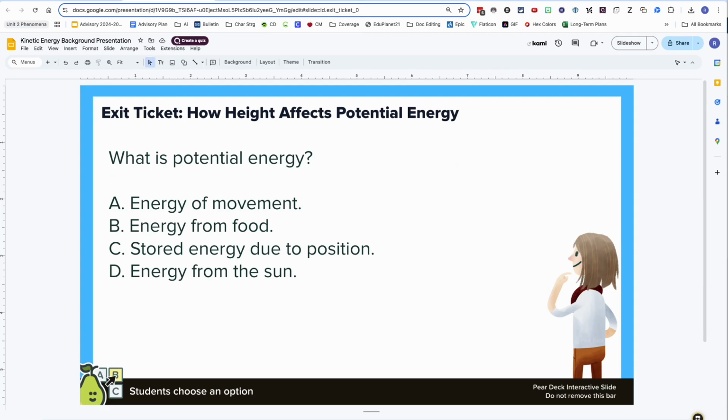Exit ticket. How height affects potential energy. What is potential energy? A, energy of movement. B, energy from food. C, stored energy due to position. Or D, energy from the sun.